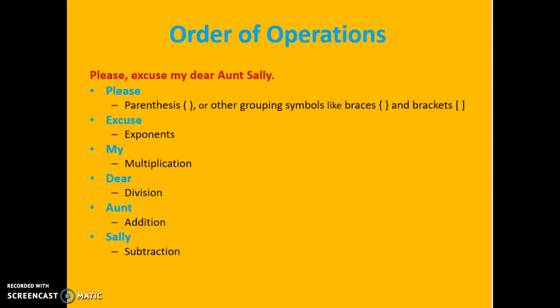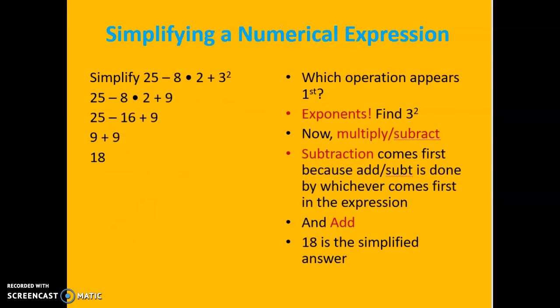Remember, in the order of operation rules, we do parentheses and exponents, then we do multiplication and division, whichever one comes first from left to right, then we do addition and subtraction, whatever comes first from left to right. Let's look at some examples now of simplifying a numerical expression. Look at simplify. 25 minus 8 times 2 plus 3 squared.